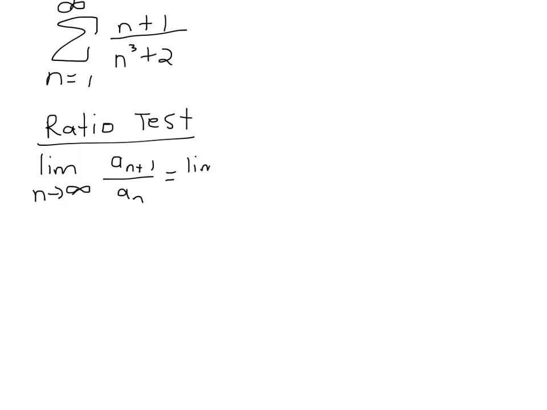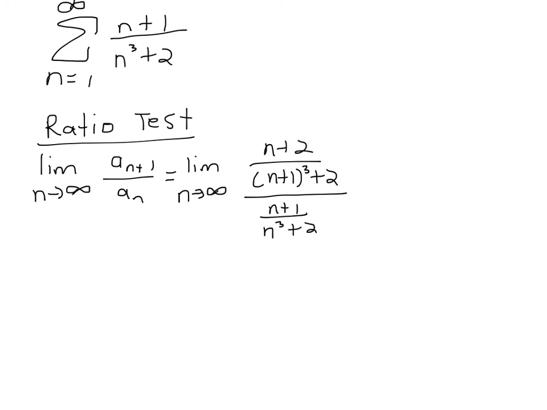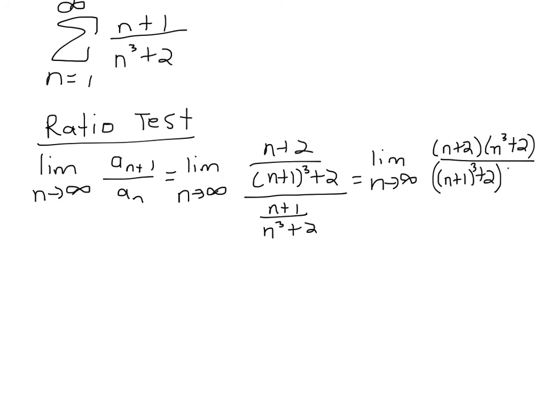So this is going to be the limit as n goes to infinity of a of n plus 1, which is n plus 2 over the quantity n plus 1 cubed plus 2, all over a of n, which is n plus 1 over n cubed plus 2. And again, let me just simplify this complex fraction. This will be n plus 2 times n cubed plus 2, all over n plus 1 cubed plus 2 times n plus 1.